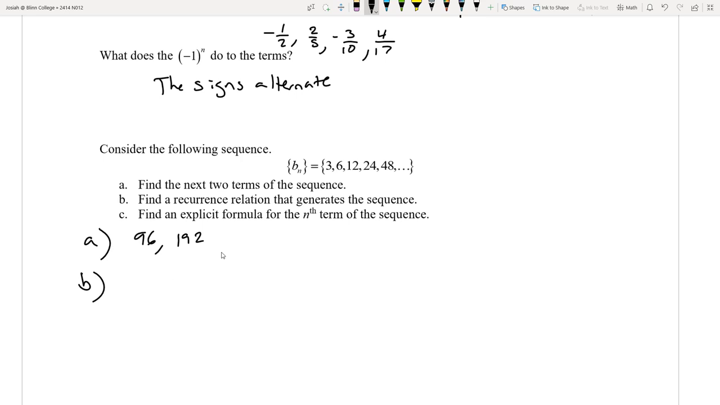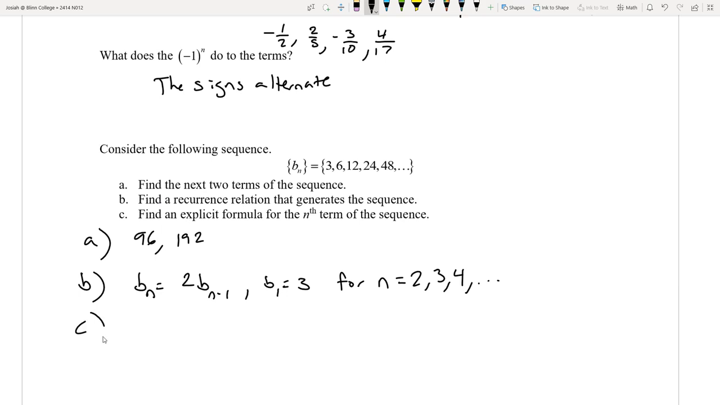The recurrence relation then is that b sub n is going to be b sub n minus 1, the term before it, times 2. And we have to figure out where do we start. We actually have to write the first term. B sub 1 equals 3. We want 3 to be the first thing, so we're looking at plugging in 2 for n, and so on. So that's our recurrence relation.